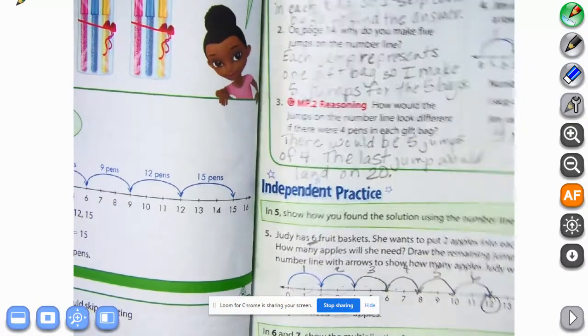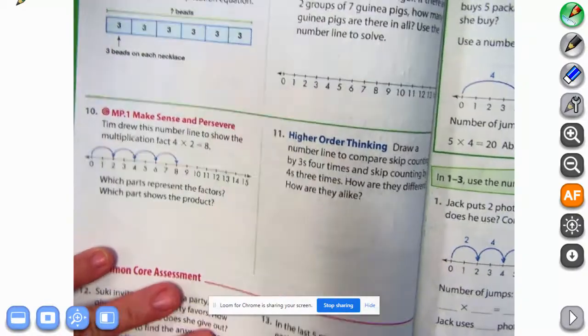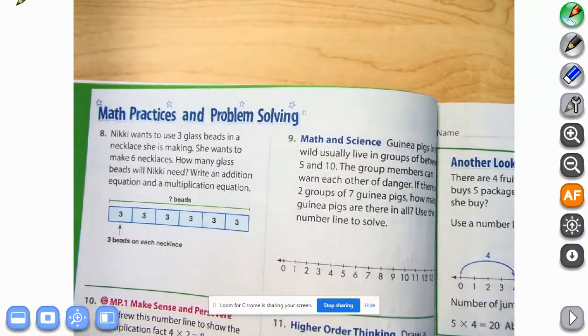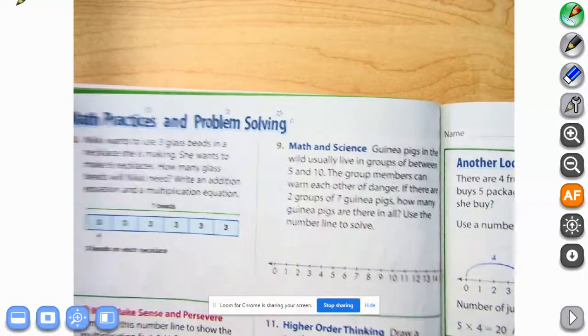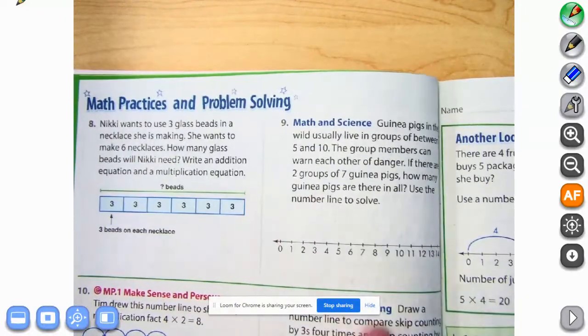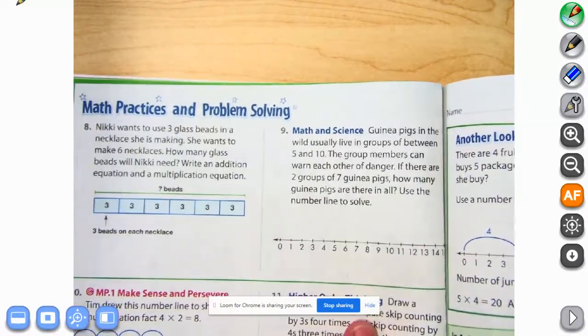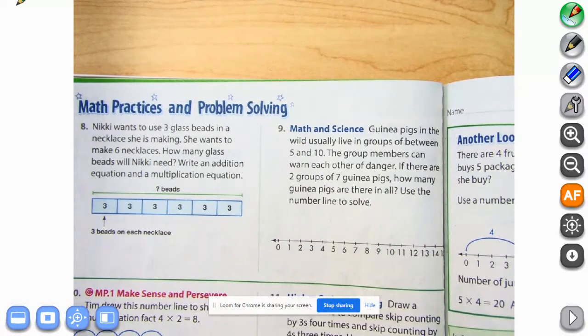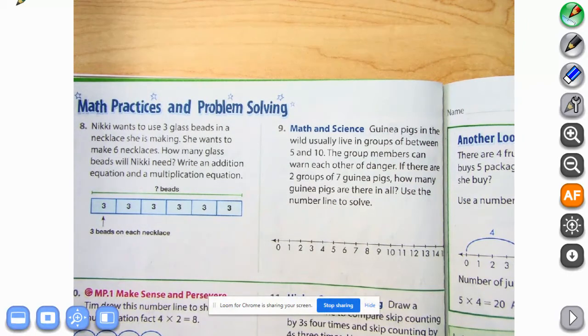All right. Let's go to page 16. Okay. All right, page 16, number 8. Nikki wants to use 3 glass beads in a necklace she is making. She wants to make 6 necklaces. How many glass beads will Nikki need? Write an addition equation and a multiplication equation.